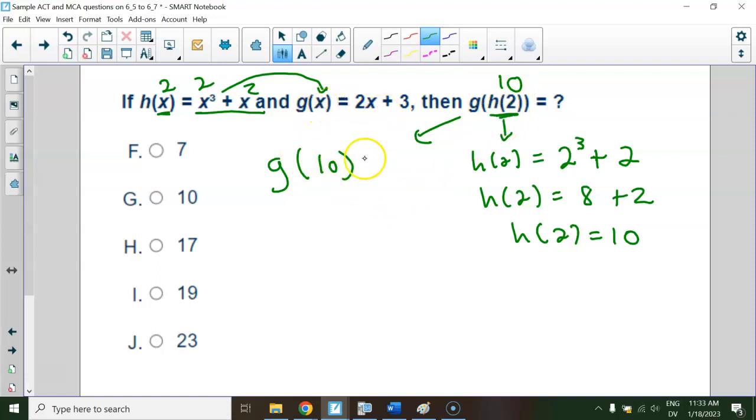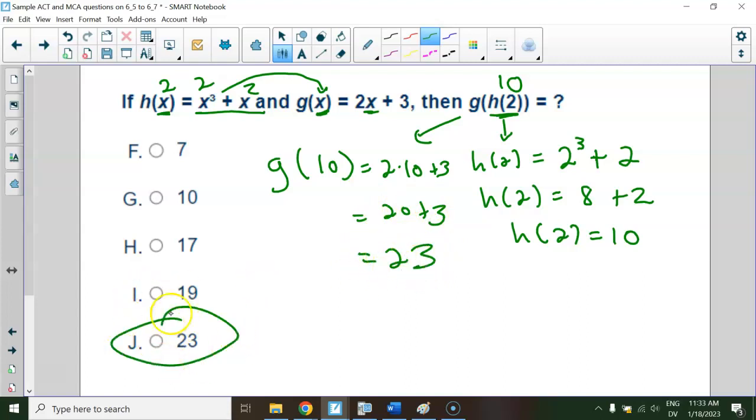Now we just have to do g of 10, and you can see our definition right here. It takes the input x times 2 plus 3. So we have to do 2 times 10 plus 3. So we get 20 plus 3, which is also known as 23. So this whole thing, g of h of 2, is 23. Start on the inside, work your way out.